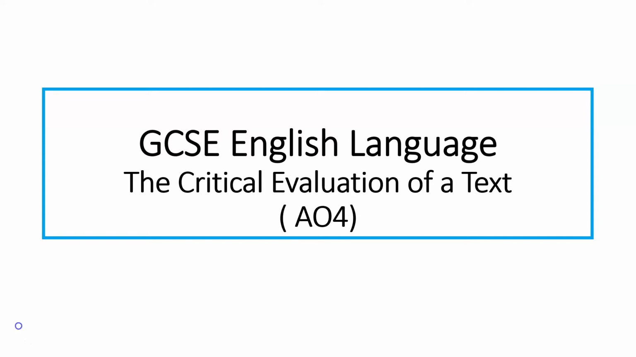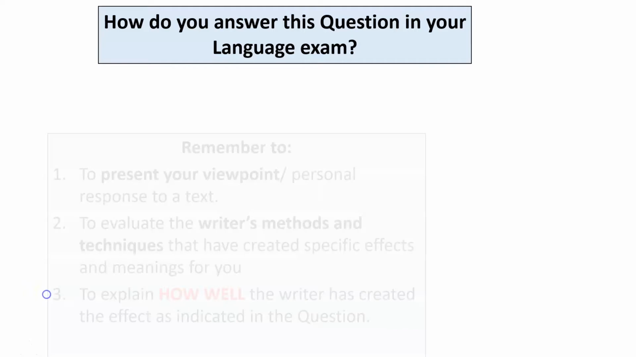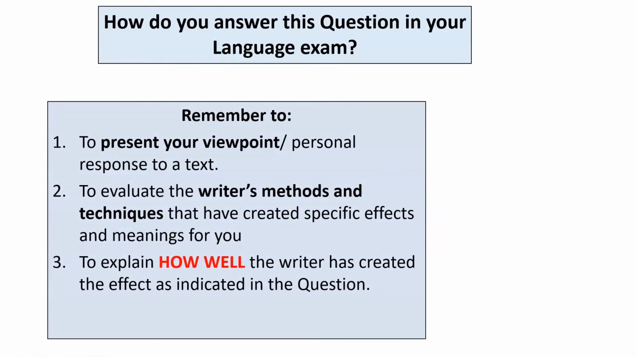Now, you might have already learned that when you do a critical evaluation of an extract or of a particular part of an extract, you need to demonstrate your own viewpoint and your own feelings about how the writer has presented something. So the question is, how do we answer this question in the exam? You need, as I said to you just now, to present your own viewpoint. It's a very personal response to the text, right? So it's not how the writer feels, it's how you feel about what the writer has done. And we'll look at an example just now.